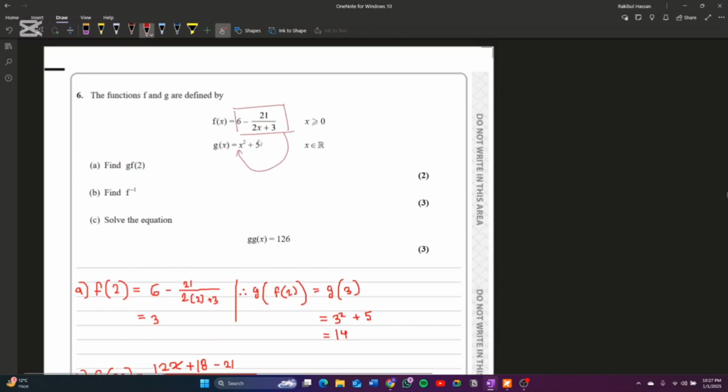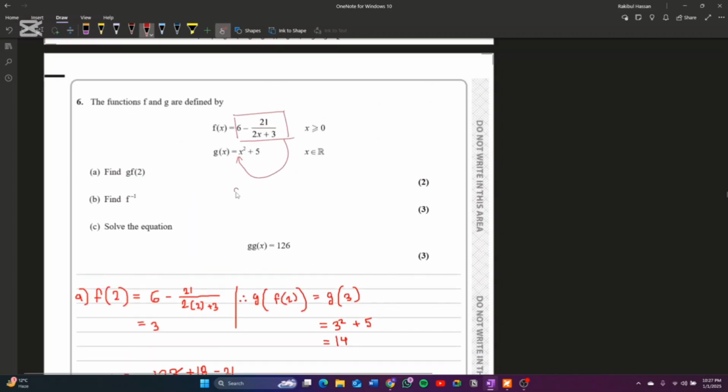There are two ways to do this. One is that we can first find g of f of x, and then put the value x of 2. The other way is to first find f of 2, which we have found here, 6 minus 21 by 2 times 2 plus 3. We found 3, and therefore this value of 3 is going to be inside g of x. So g of x will be g of 3. This is much easier. But you can also first find the function g of x, and then inside that function you can input the value x equal to 2.